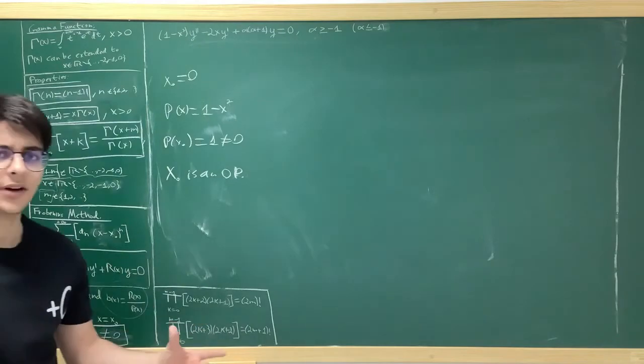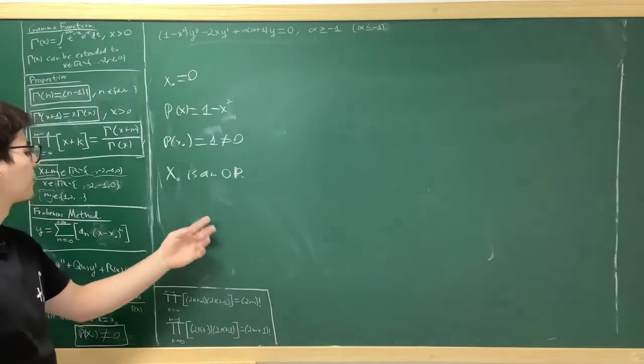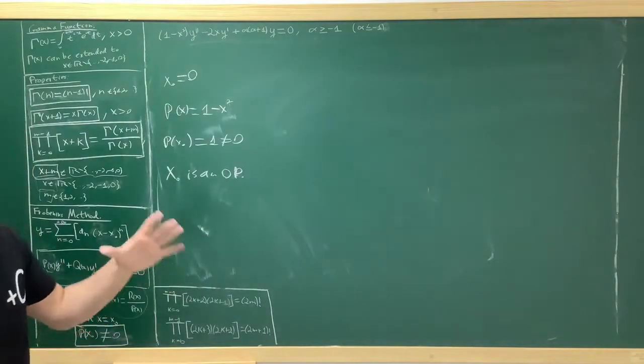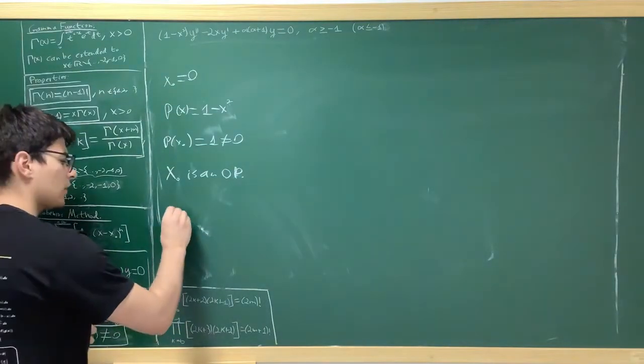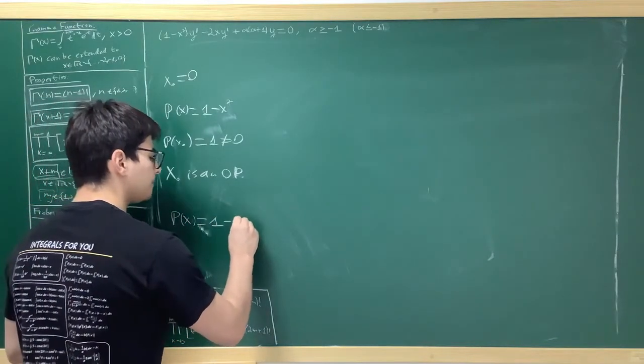Now, what is the radius of convergence? That is the region at which this is valid. All we have to do is to see, at what points does p of x become 0?